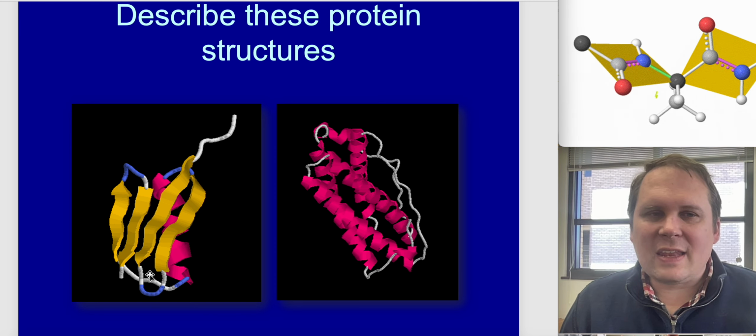Then you got the white stuff, this sort of floppy white stuff. That's going to be random coil. Because everything that's not alpha helix, not beta strand, not weird helix like 3-10 helix or left-handed helix or pi helix, and it's not a turn, we're going to call those random coil.